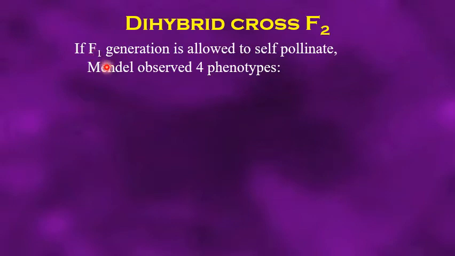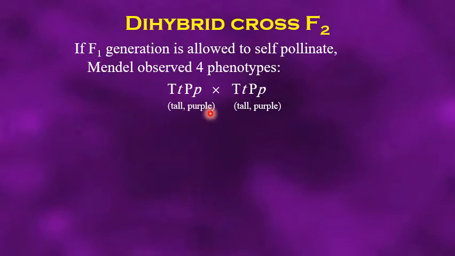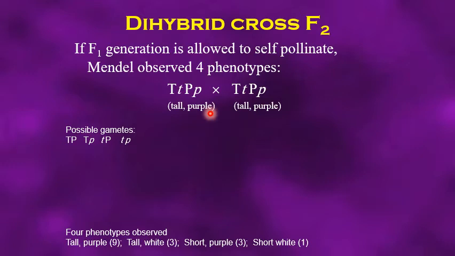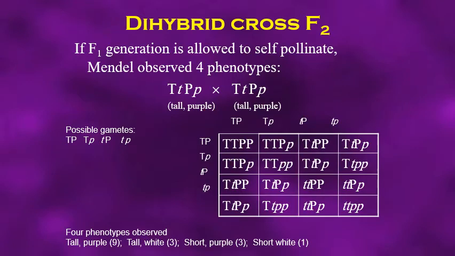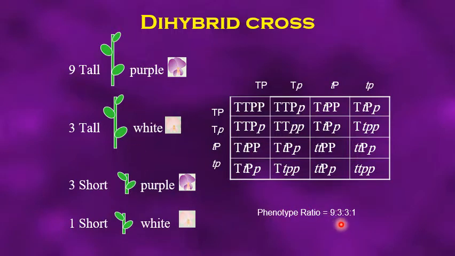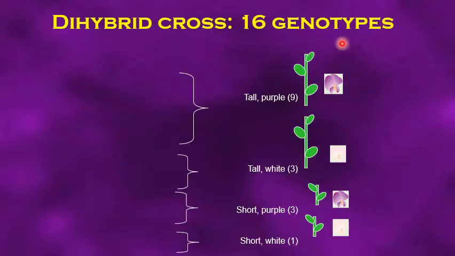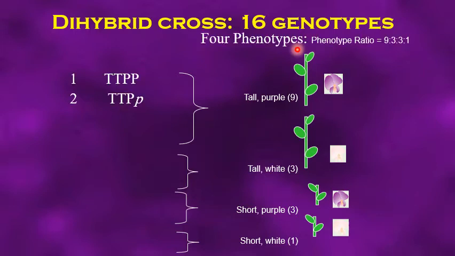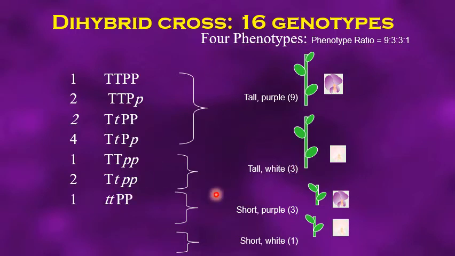If F1 generation tall and purple is allowed to self-pollinate, Mendel observed 4 phenotypes. The phenotypic ratio of these phenotypes is 9 to 3 to 3 to 1. 9 tall and purple, 3 tall and white, 3 short and purple, and 1 short and white. Mendel also shows 16 genotypes. 9 of them present in the ratio 1 to 2 to 2 to 4 as a tall purple, and 3 of them in ratio 1 to 2 as a tall white, and also 3 of them in a ratio 1 to 2 as a short purple, and 1 only as a short white.